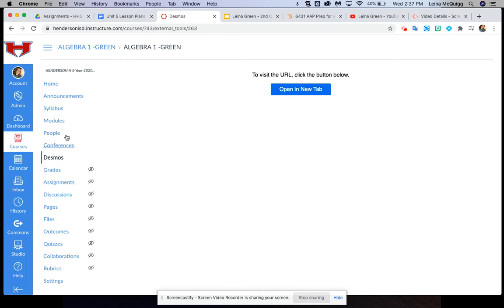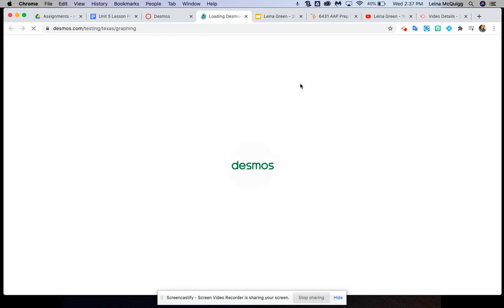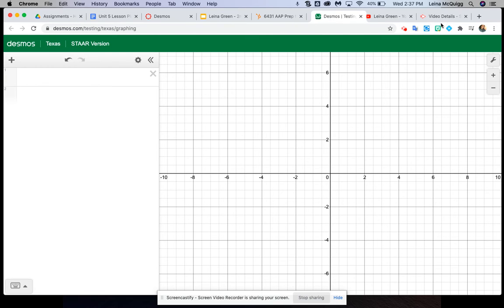On your screen, you should click on Desmos, open a new tab. This is the Desmos you should use every single day. This is the version you're going to be able to use on STAR. If you start getting used to using the online version of Desmos, you will not know how to do things that you're going to need to know how to do for the STAR test, okay? Oops, sorry. Let me close that out.